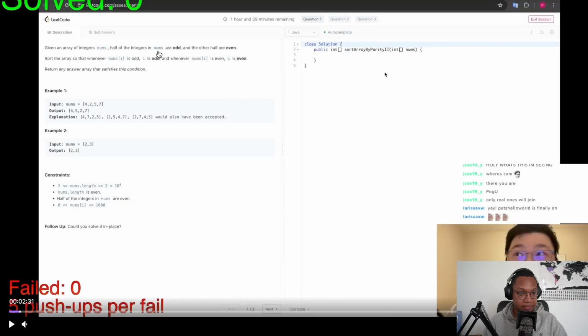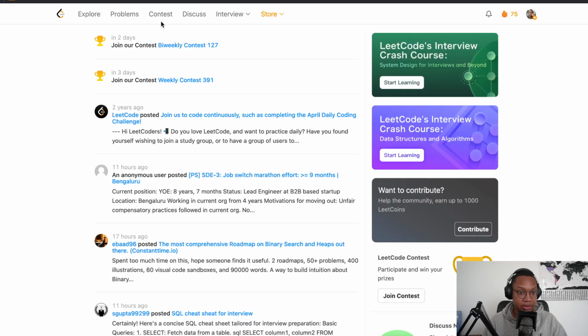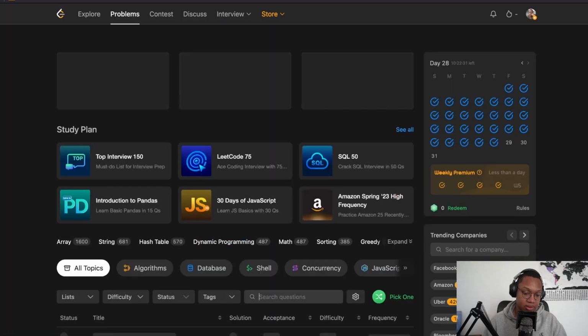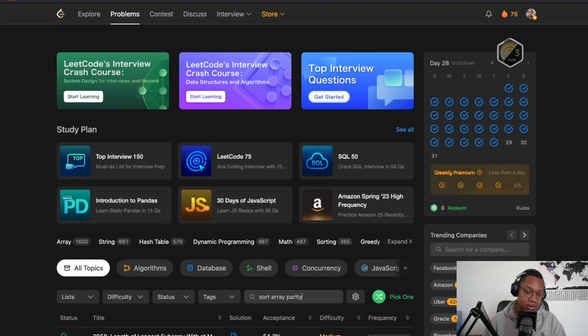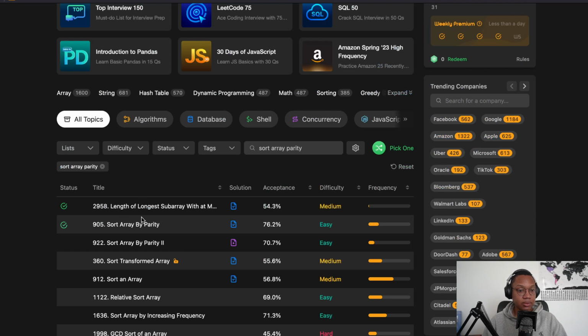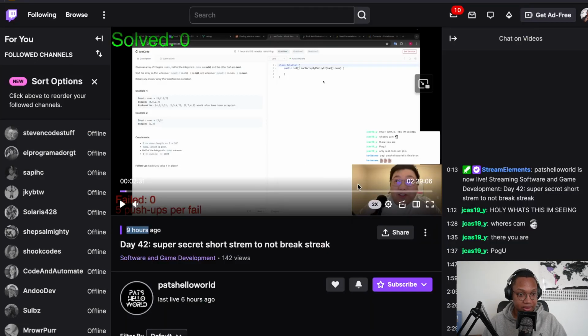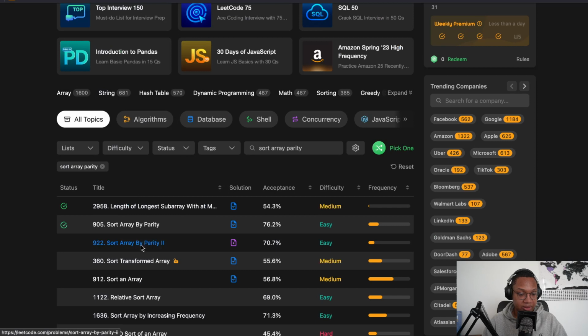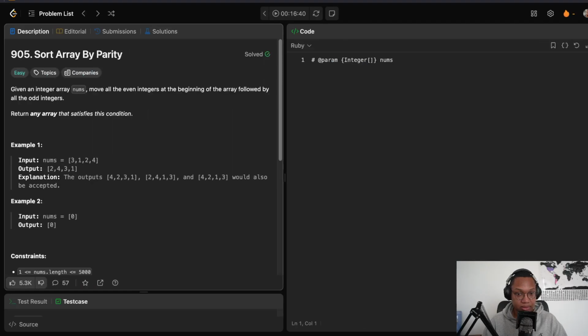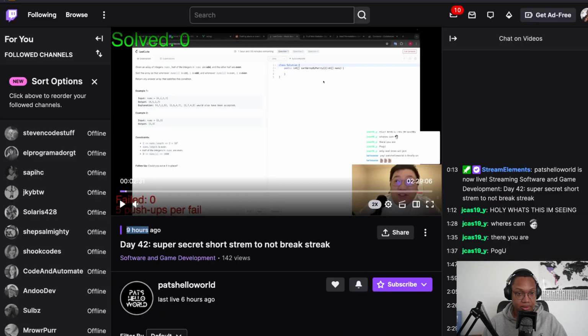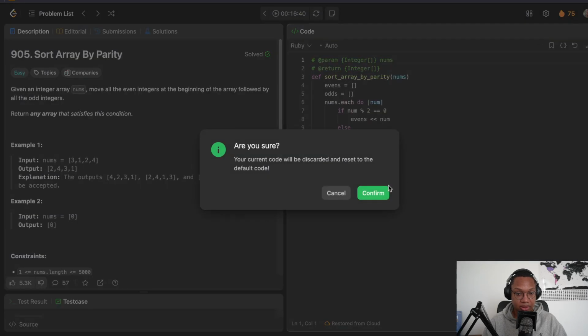Given half the integers. Oh, it doesn't tell you the name? Sort array by parity? Okay, I don't even know if it's part 1 or part 2. Based. Does it say? Yeah, it does. It's this one. And then this one. We're going to click it.